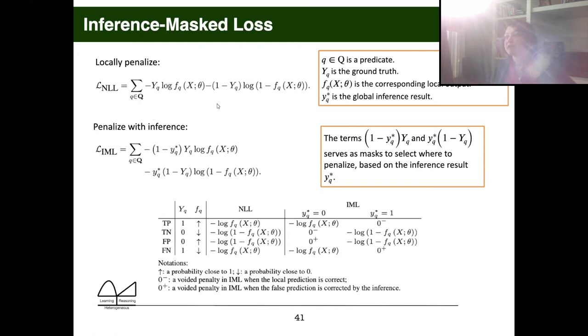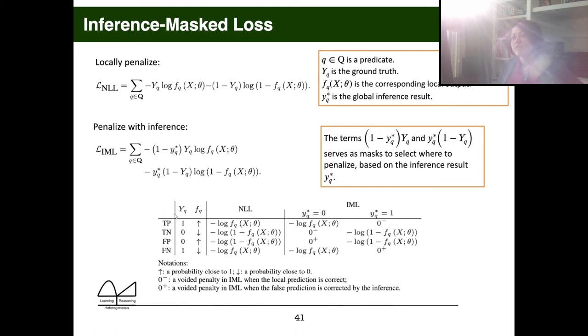But now that we have inference, we want to get the output of our deep learning model, give it to the inference, and decide. Then, based on the behavior of the inference, decide if we're going to backpropagate the error or not. So that's what we call mask loss. We are going to mask the loss based on the situation, for example, where the model is wrong but the inference can correct it.